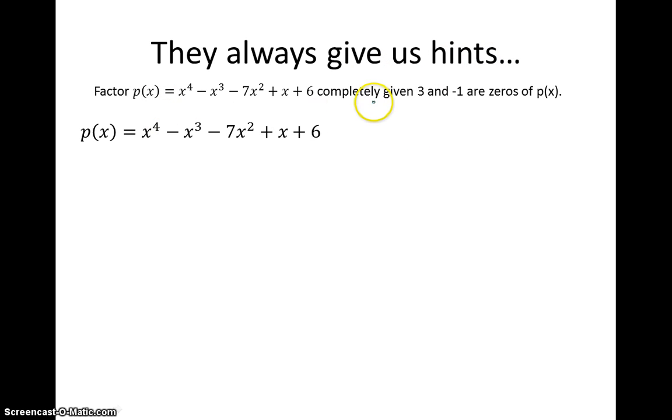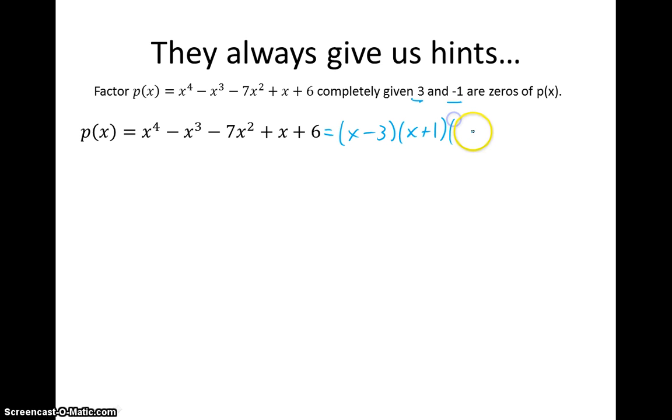And in this case, they tell us that 3 and negative 1 are zeros of p of x. Well, what that means is if I plugged 3 in here, it would end up giving me 0. If I plugged negative 1 in here, it would end up giving me 0. So the factor theorem tells me I now know 2 of my factors. One of my factors is x minus 3. Another factor is x plus 1. Those must be factors because when I plug them in here, I have to get 0.